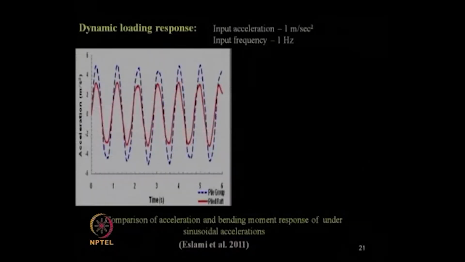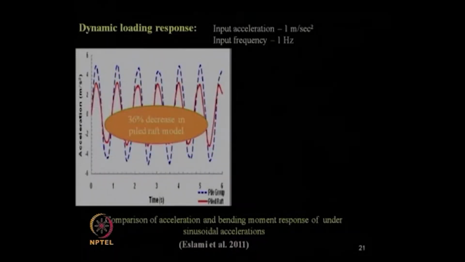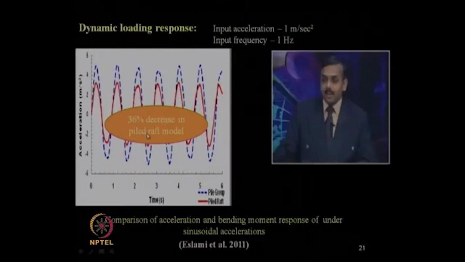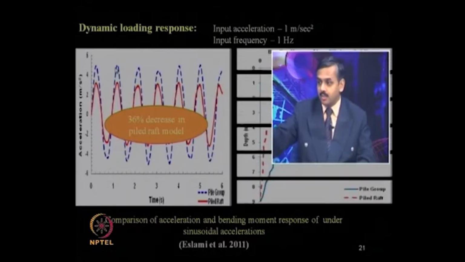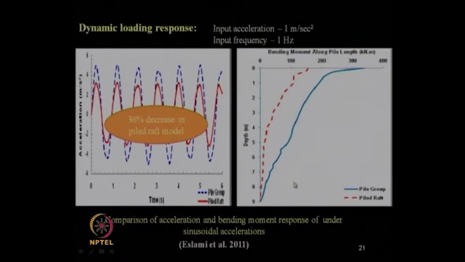and the dynamic loading response you can see over here, as proposed from their dynamic analysis with input acceleration of 1 meter per second square with input frequency. There is a 36% decrease in the pile raft model compared to the pile group. That means automatically that pile raft performs much better than a pile group under the dynamic loading condition as shown by these researchers. Also, you can see here pile group bending moment and pile raft bending moment.